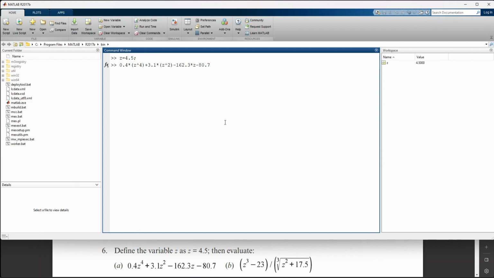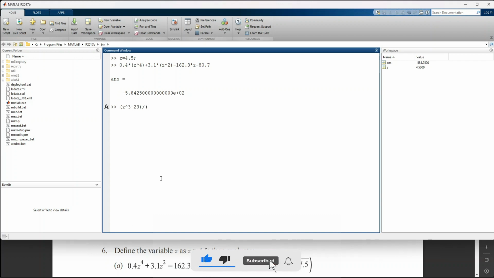Let's hit enter, and it shows the answer as minus 5.824 exponent 2, or you can see here minus 584. Now let's solve expression number 2. First, one bracket, z power 3, that means z cube, minus 23, bracket close, and these two are divided by the next, which is a bracket with a cube root.